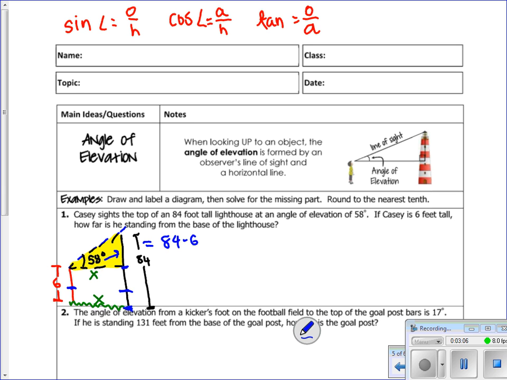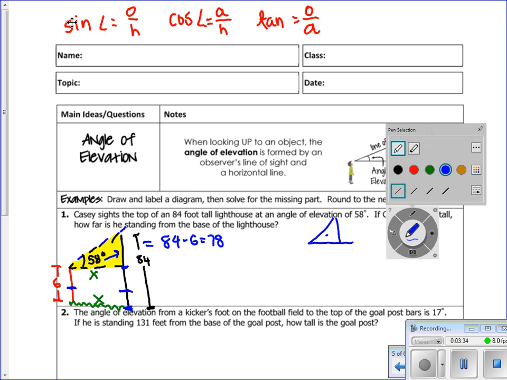Now I want to find x. I want to find this side that's adjacent. But let's find this opposite side first. It's going to equal 78, right? 78. So I'm going to redraw my triangle now, so I can find x, the distance from that kid to the lighthouse. So here's my triangle. This is 58. Let me make that small. I have 58 degrees right here. I'm just going to make that bigger.